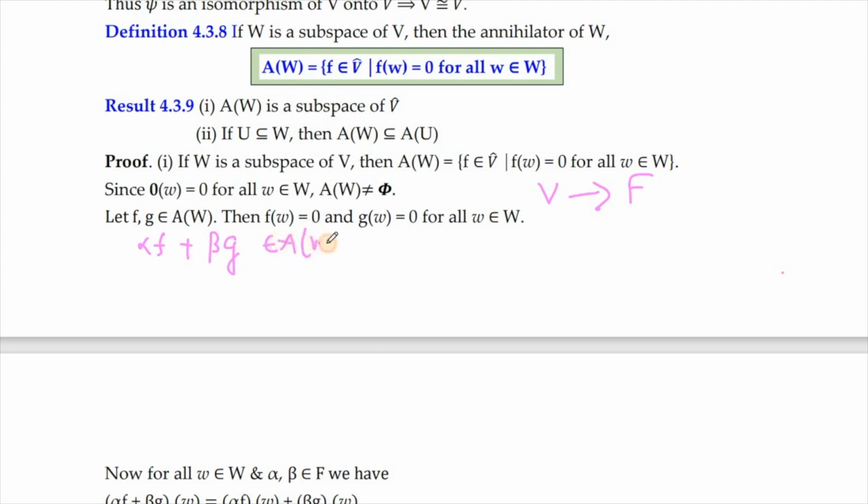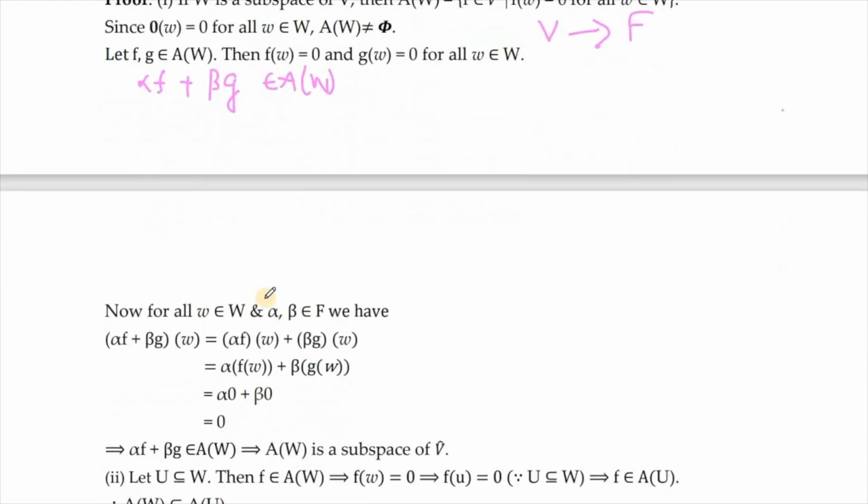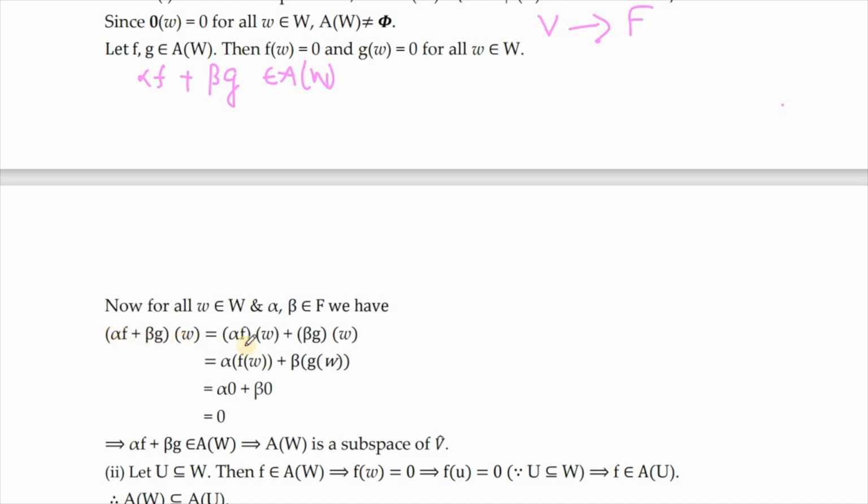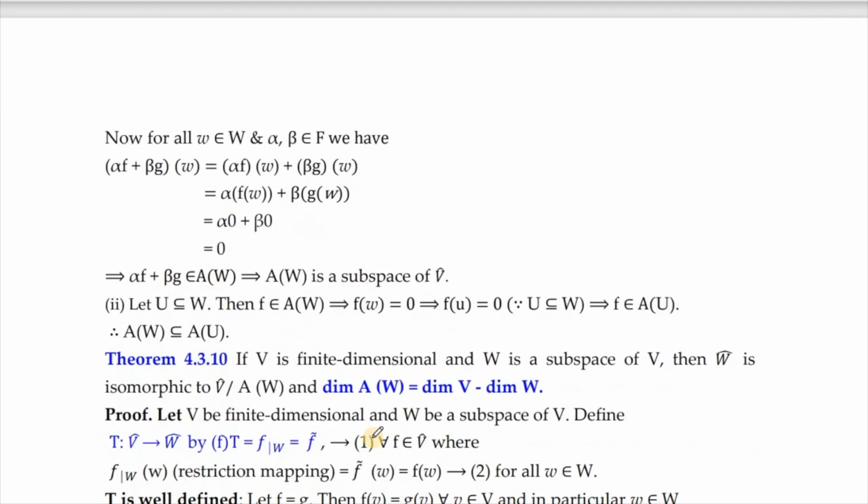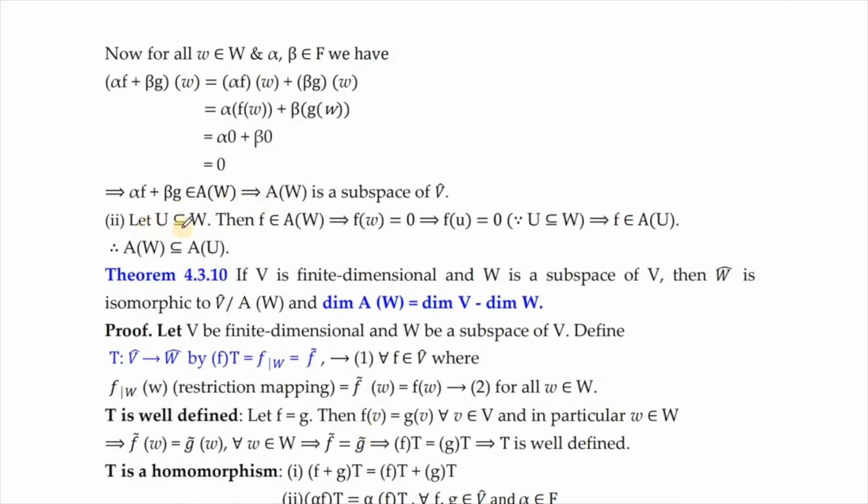Now any element belongs to A(W) provided (alpha f plus beta g)(w) is 0. So that is what is verified here. Point-wise addition is used here, and the scalar multiplication in V cap is used, and f(w) = 0, g(w) = 0, so that is used, and you have (alpha f plus beta g)(w) to be 0, and therefore this is a member of A(W), and therefore A(W) is a subspace of V cap.